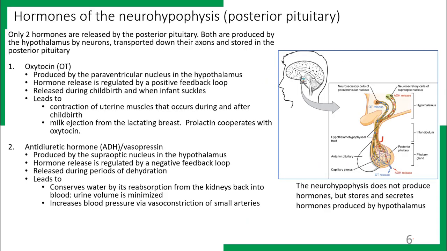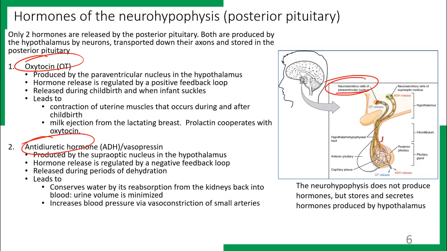Moving on to the posterior pituitary. The posterior pituitary is sometimes referred to as the neurohypophysis because it does not actually produce the hormones that it releases. They are produced by the hypothalamus. So the two hormones that are released by the posterior pituitary are oxytocin and antidiuretic hormone. And what we can see over here, as I explained, is that oxytocin is produced by cell bodies in the paraventricular nucleus of the hypothalamus, and then it's stored in the neurohypophysis in the posterior pituitary.